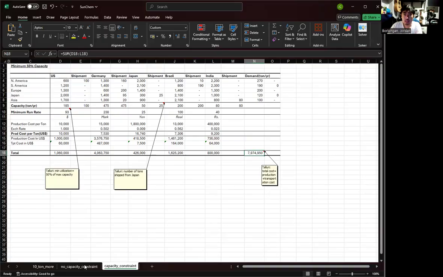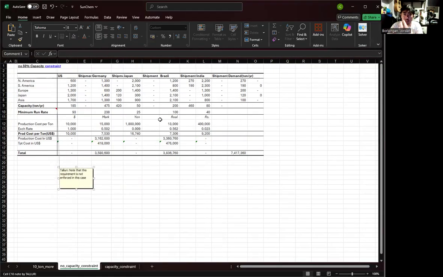Now, moving on to the second question, the given is that the constraint that was put on earlier is not existing anymore. It's removed. So how does that affect the table? Well, as you may see right here, the shipments that were allocated in the expensive production places, such as the US, Japan, and India, don't exist anymore.